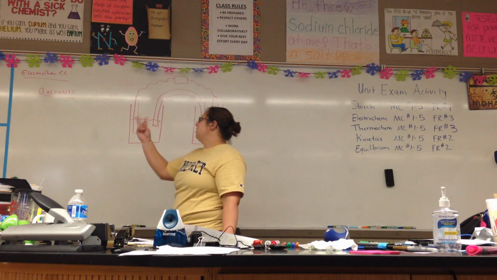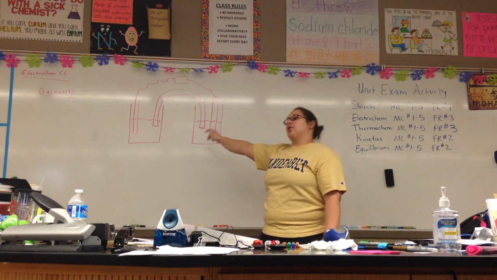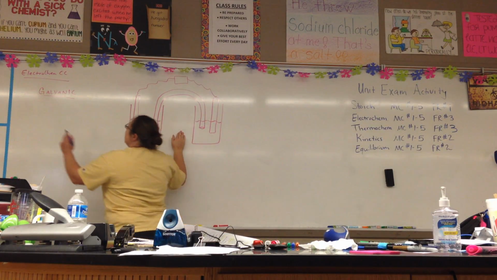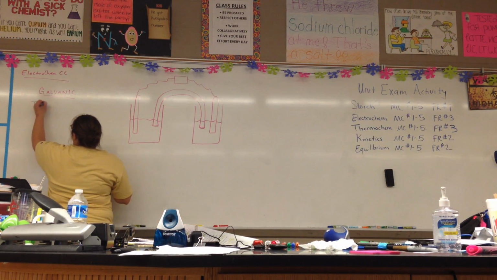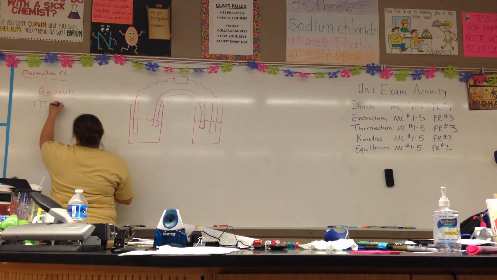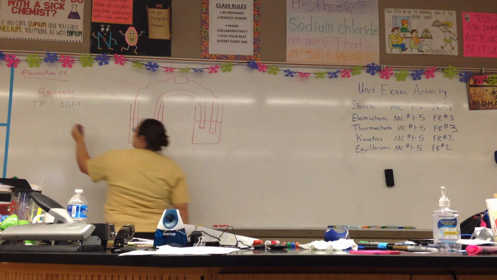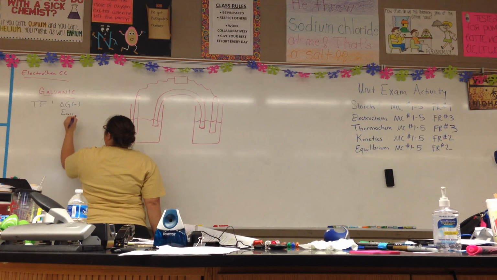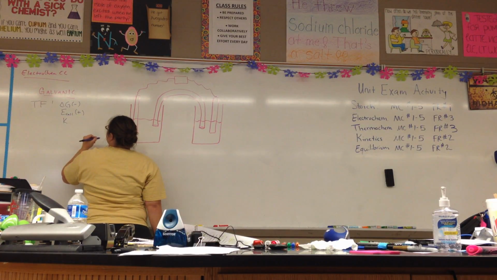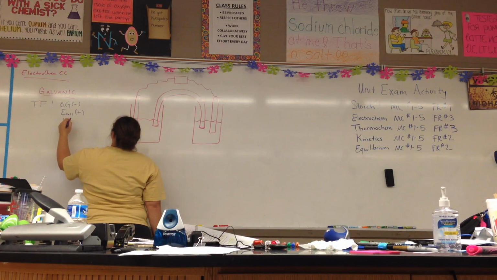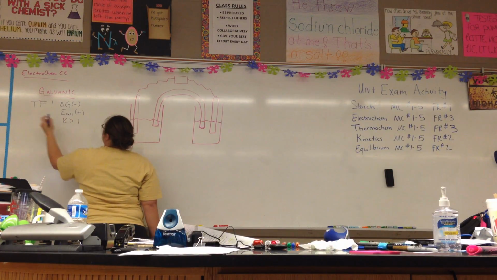So you have two types of electrochemical cells. The first one is a galvanic cell. Galvanic cells are thermodynamically favorable, so delta G is negative. And if delta G is negative, what is your E cell, positive or negative? Positive. And K is greater or less than 1? Thermodynamically favorable, K is greater than 1.